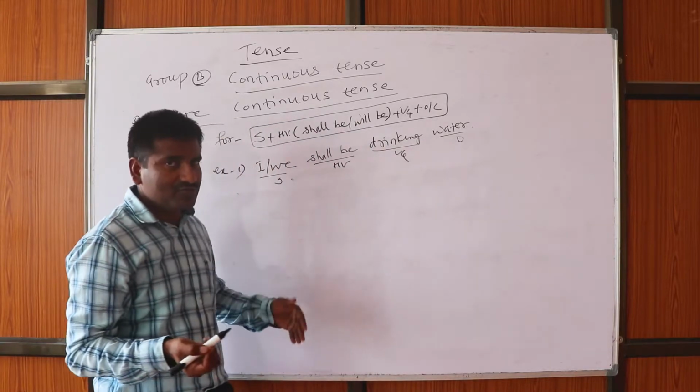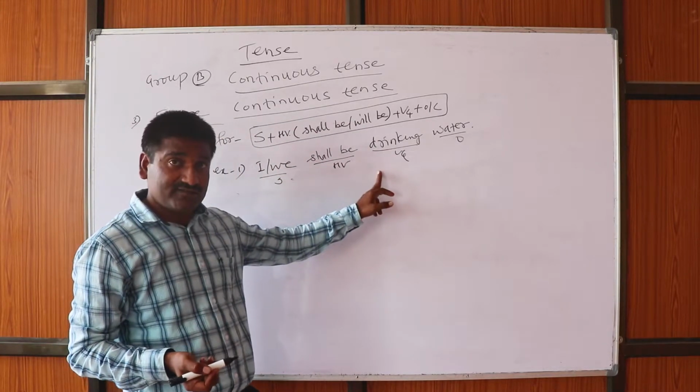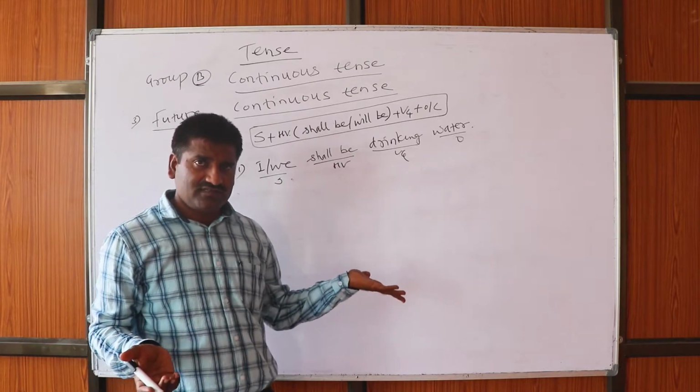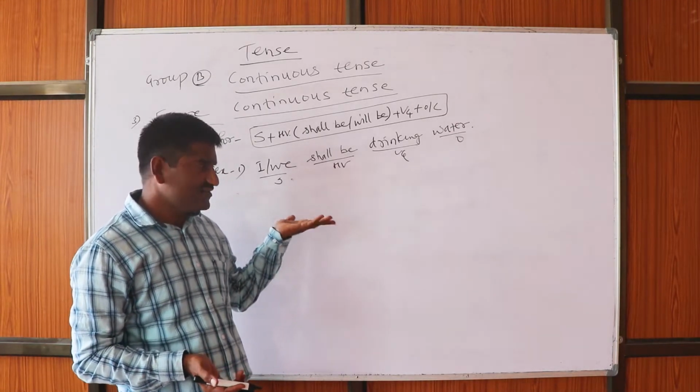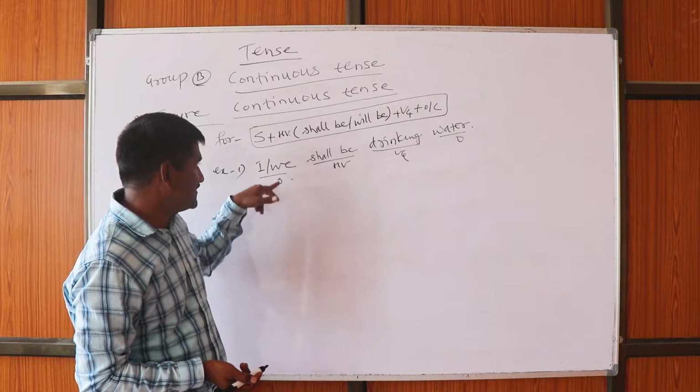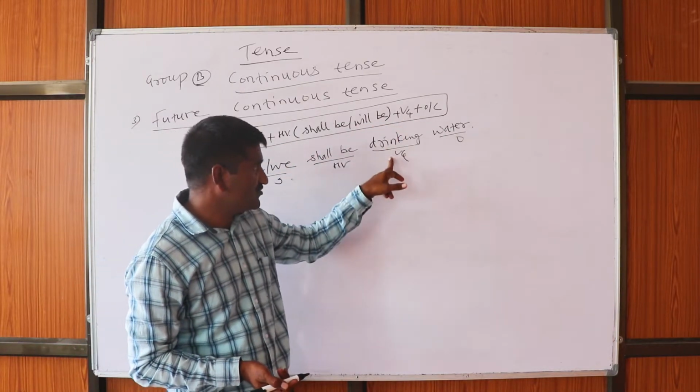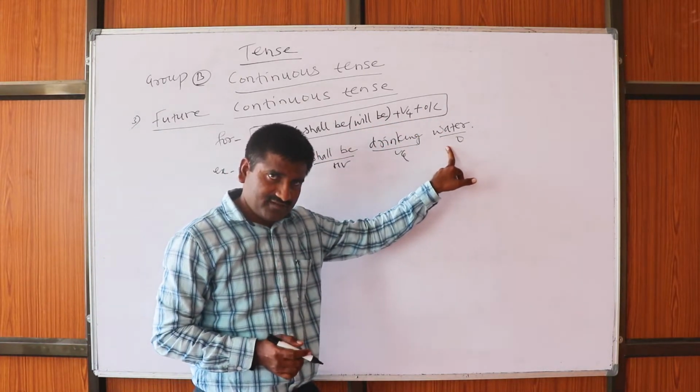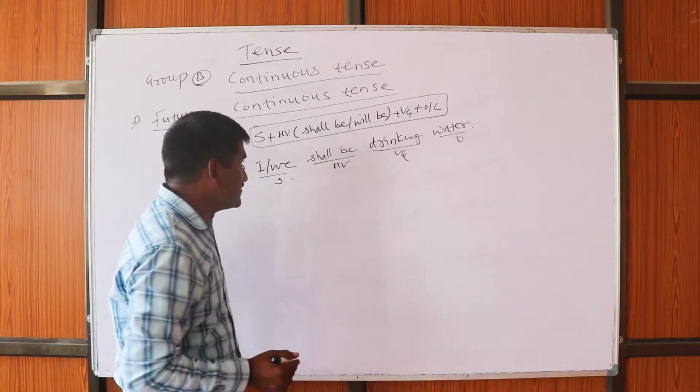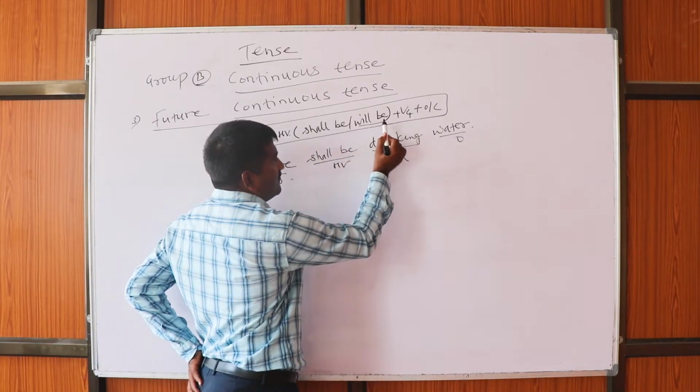So while reading, how are we going to read? I shall be drinking water. We shall be drinking water. In this way we should read and try to understand the structure. See, subject for subject, then helping verb shall be there, then V4 is also there, then object is also there. Okay. But we have another helping verb, that is will be.